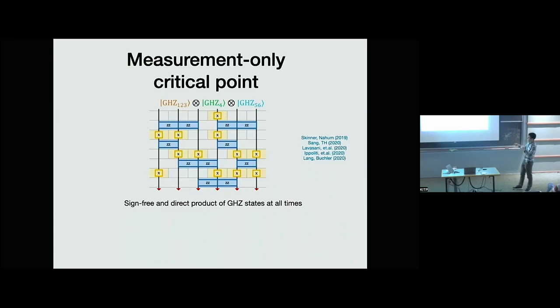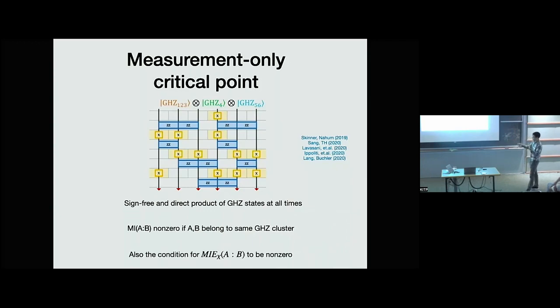It's a CSS code at all times. And moreover, it's a very simple sign-free dynamics. It's just a direct product of GHZ states at all times. Due to this very simple structure, we can easily see that the mutual information between two qubits is non-zero only if the two qubits belong to the same GHZ cluster. And similarly, the measurement-induced entanglement between the two qubits is non-zero for the same condition. So we expect that the MIE and the MI should track each other very closely for this steady state.